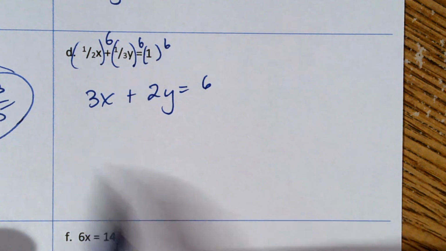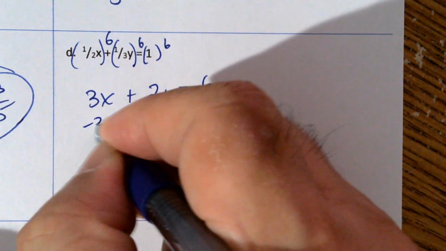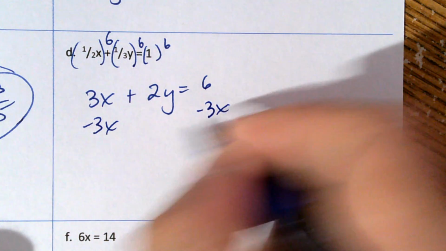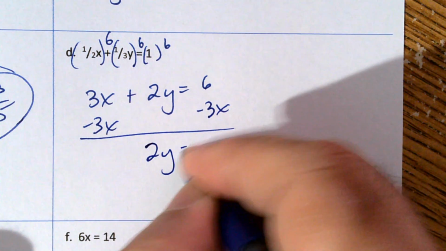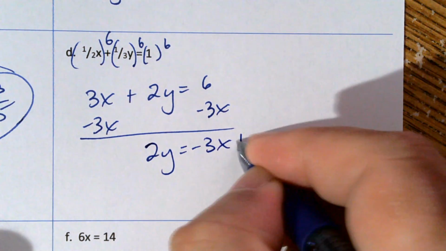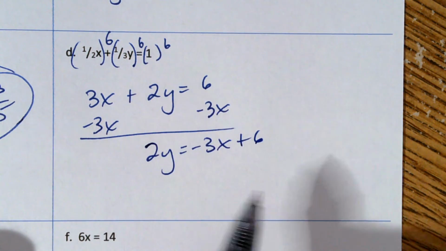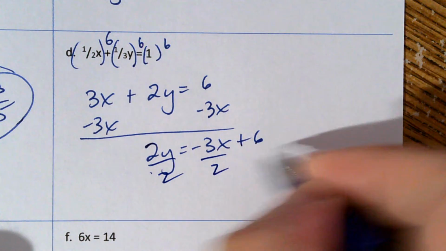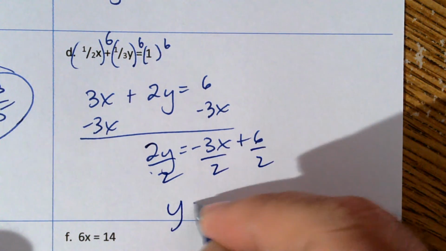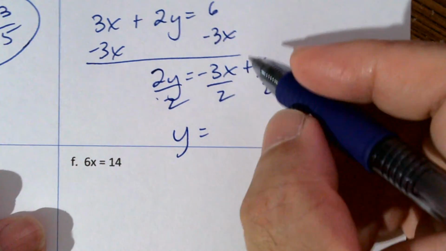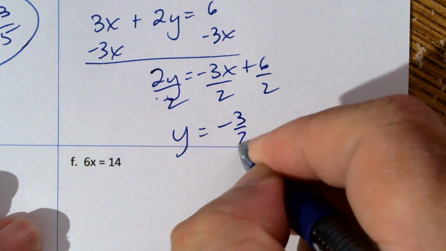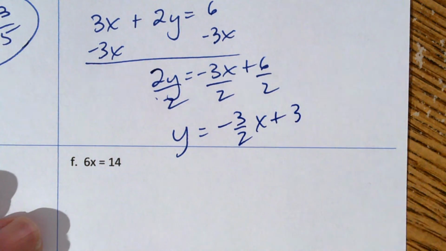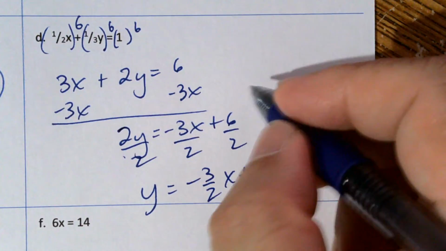All right, and then I'm going to move the x over, so subtract 3x from both sides. I'm thinking maybe I shouldn't have done that. Well, it really doesn't matter. Positive 6, so plus 6 divided by 2. That's the same thing as negative 3/2 x plus 3. Right? Negative 3/2 is the slope.